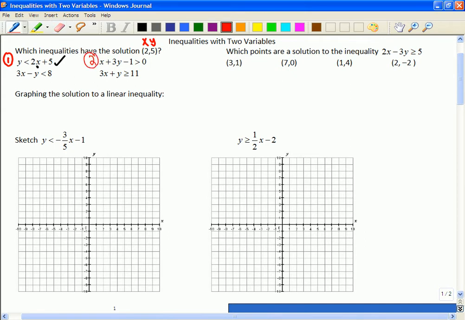So what about the second one? What do you think? Does this work in the second case? Hands up if you think it works for the second one. Well, if you're not sure, the quickest way to do it is to try it. So it'll be 2 plus 3 times 5 minus 1. Is that greater than 0? So that'll be 17 minus 1 is 16. So yeah, in fact, that is greater than 0. So that works as well.